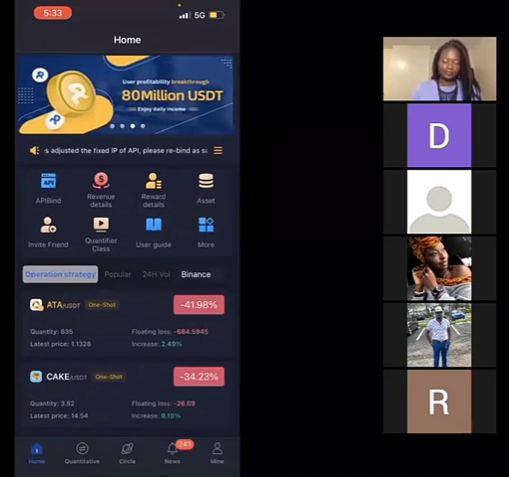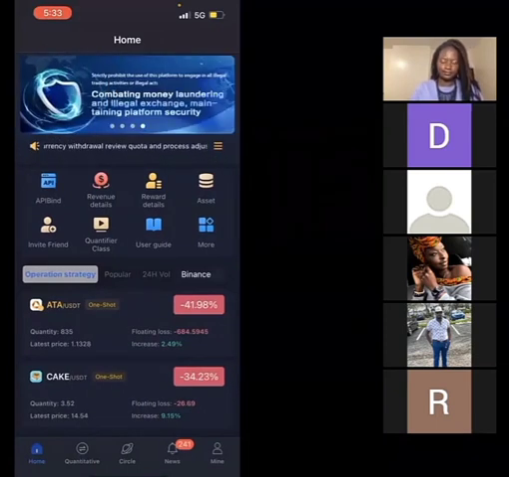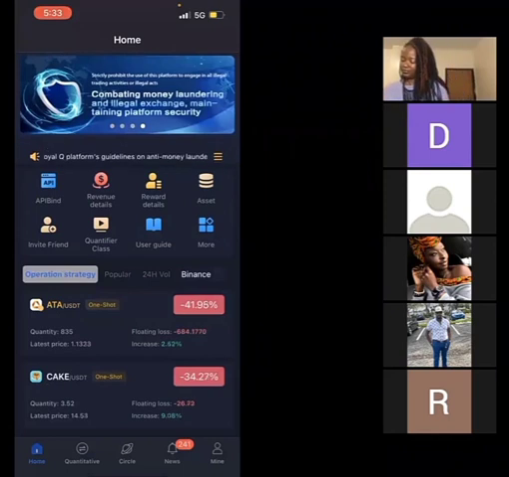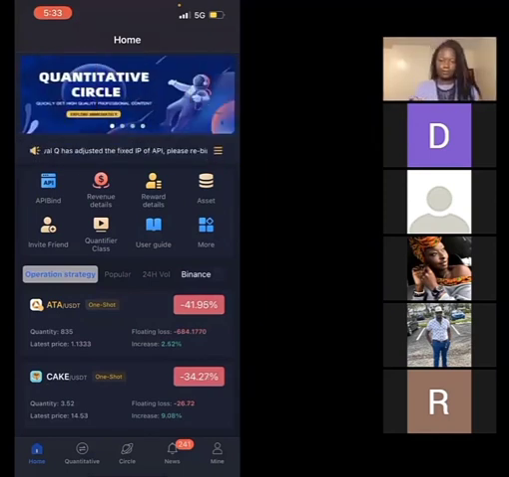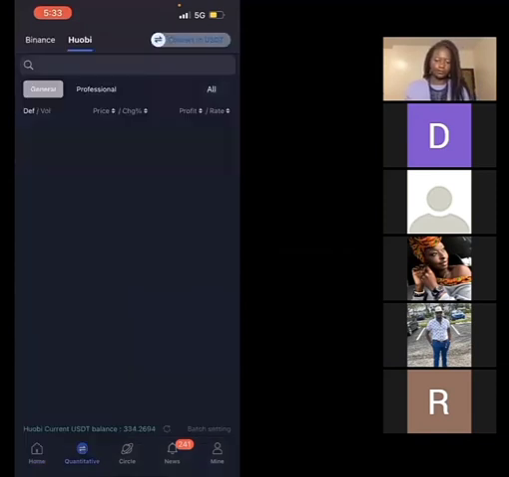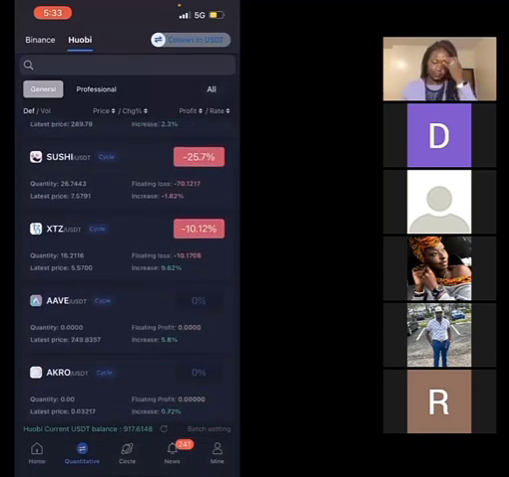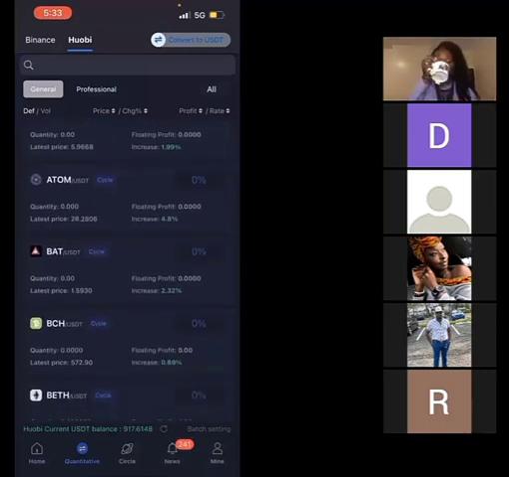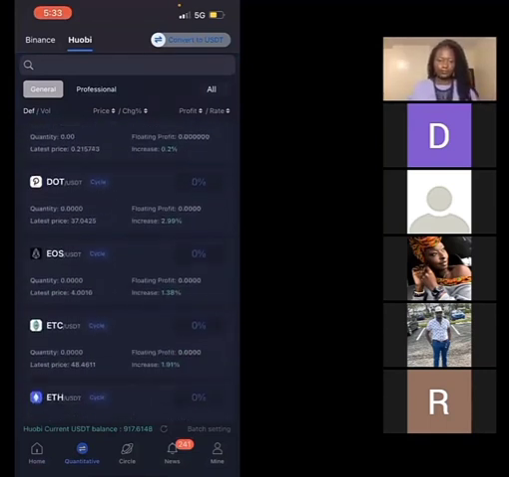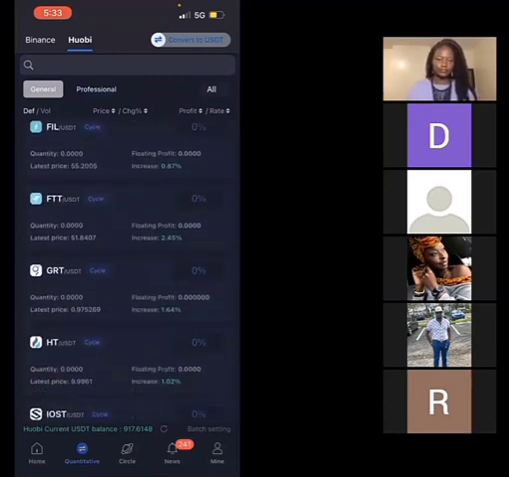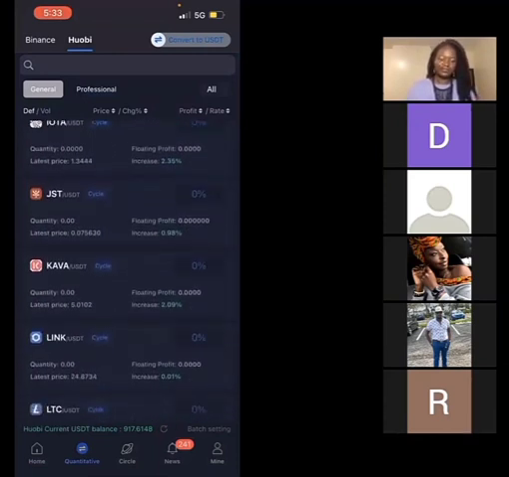All right, so I want you to focus on the bottom part. We have the home icon, quantitative, circle, news, and mine. We just went over home, so I'm going to click on quantitative. This is where you see all the different cryptocurrencies. Bitcoin, we got that. Doge is right there. Dot, Ethereum, like what you looking for? All the top coins are here.